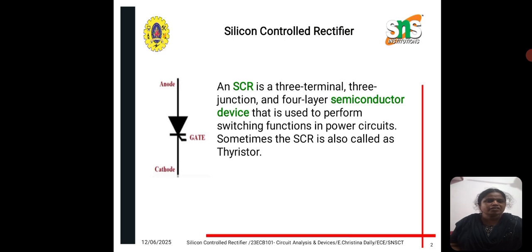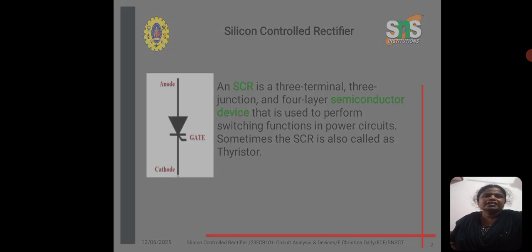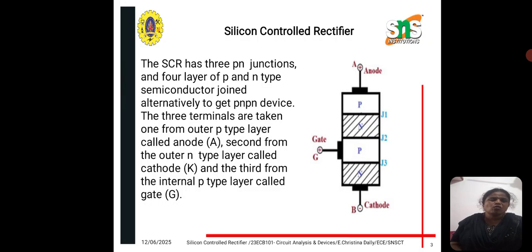So what is the function of the gate? The purpose of the gate in this SCR is that it is used for the switching functions in the power circuit. The next one, the silicon controlled rectifier is also called the thyristor. The next one we are going to see is the junctions in the SCR.